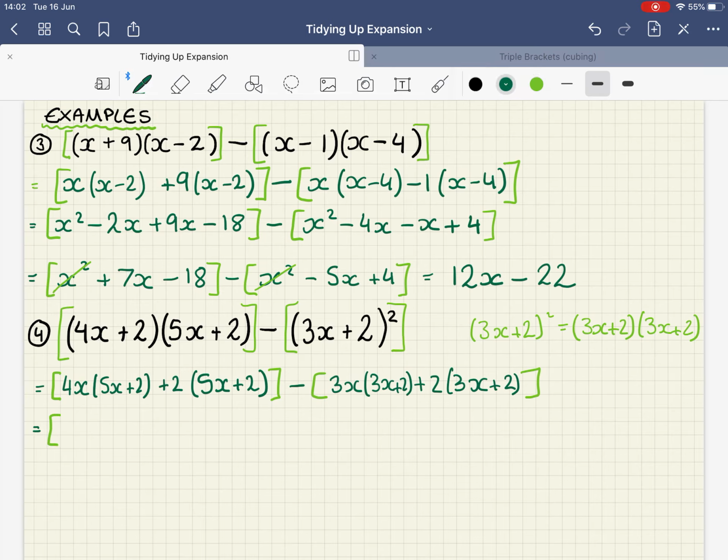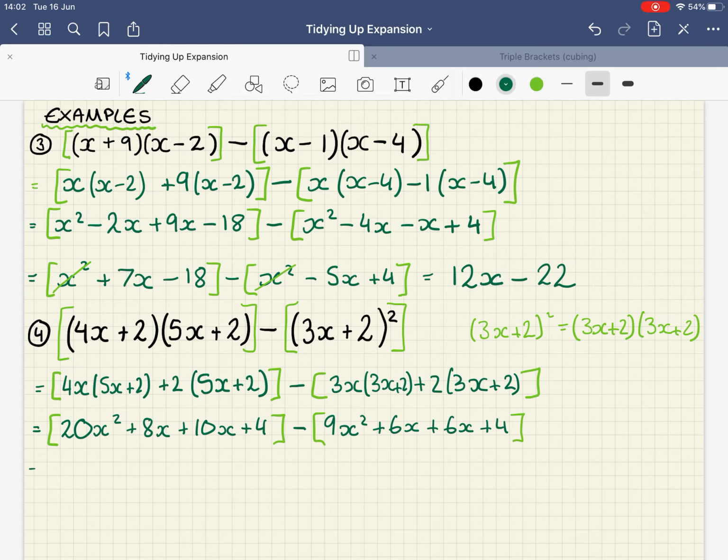So I've got 4x times 5x. 4 times 5 is 20, so that's going to be 20x squared. 4x times 2 is going to give me 8x. 2 times 5x, 2 times 5 is going to give me 10, so that's going to be 10x. And 2 times 2 is 4. Then 3x times 3x is going to give me 9x squared. 3x times 2 is going to be plus 6x. 2 times 3x is going to give me 6x. And 2 times 2 is going to give me 4.